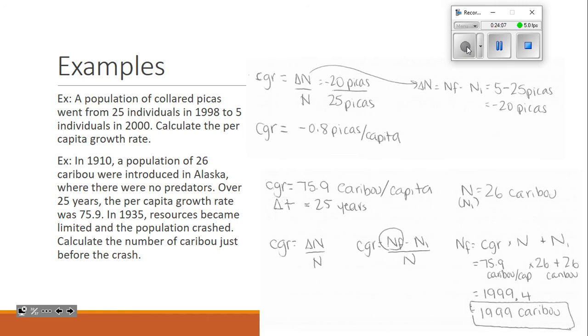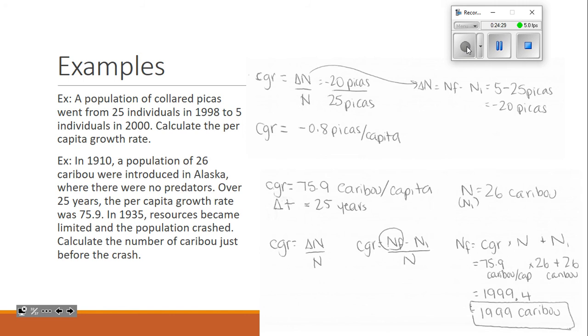The reason I have to multiply and then add is because I need to know the change, and then I need to add the change to the original population. That's how I figure out how many there were at the end. This gives me 1,999.4. And in this scenario, you would round your answer to a whole number because you can't have 0.4 of a caribou.